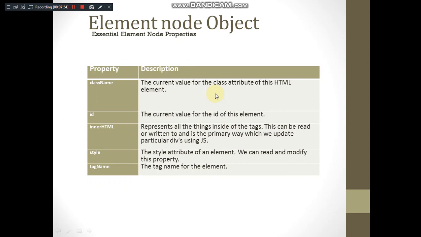We can use class as an attribute with any HTML element. In CSS we have studied, isn't it, the class selector form, where class is used as an attribute with any element. So if you want to refer to that class attribute value, then you can make use of the className property. id, innerHTML represents all the things inside a particular tag. Okay, style, you can refer directly to the style attribute of that element, and tagName of that element can be referred to, right?